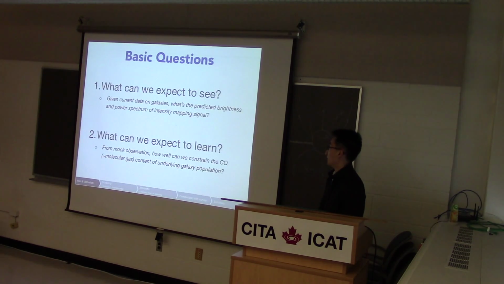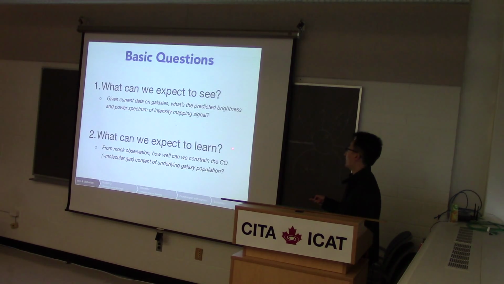OK. So then the basic questions that are focusing this work right here are twofold. The first is, given what we already know, what can we expect to see? So in essence, given current data that we have, what is the predicted brightness and the power spectrum of the CO intensity mapping signal? And the second question is, what can we actually expect to learn? Right? So nature doesn't care what we think of it. So if we actually do see a signal, how well can we actually constrain the molecular gas content of galaxies, of the actual emitting galaxies as a population?